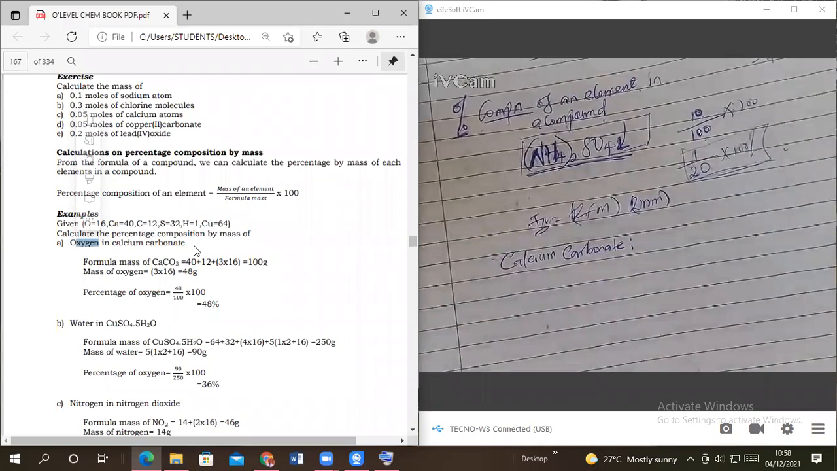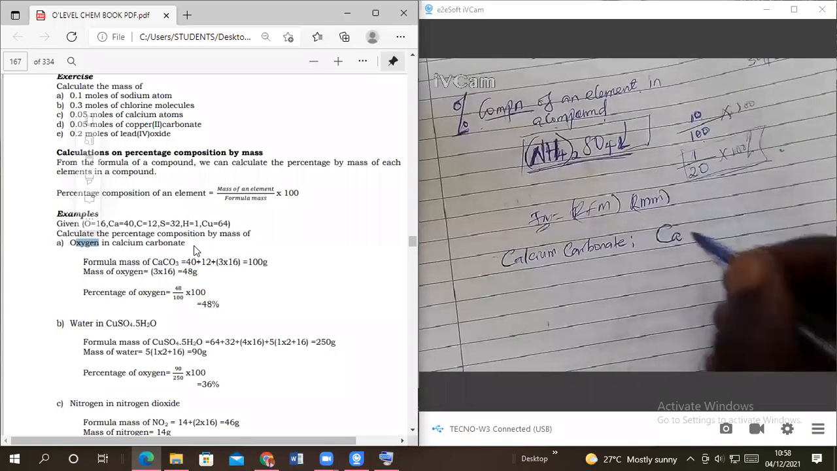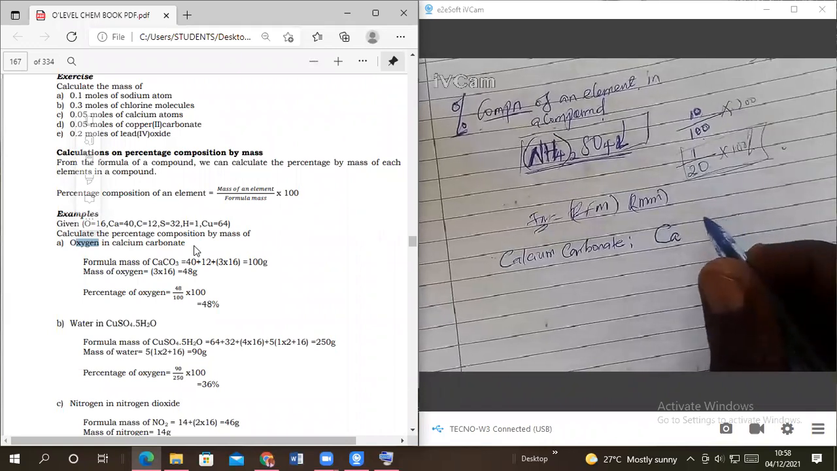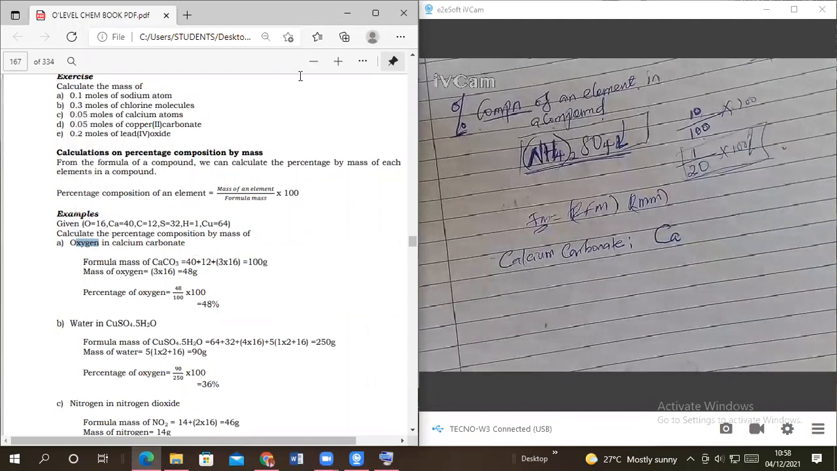Our next student should tell us the formula for calcium carbonate. Neha? Yes, teacher. How do you write calcium carbonate? It is Ca.